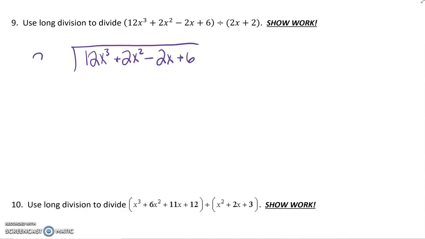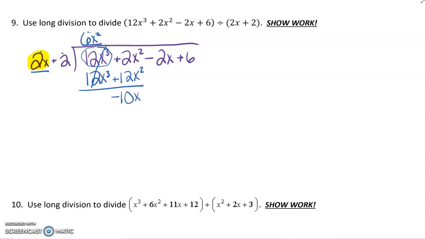We're dividing by 2x plus 2. The plus 2 comes along for the ride. We are really focusing on the 2x. So first cycle, 2x times what gives me 12x to the third? Well, 2 times 6 gives me 12, and x times x squared will give me x to the third. 6x squared times 2x is 12x to the third. 6x squared times 2 is 12x squared. Subtract. 2 minus 12 is negative 10.